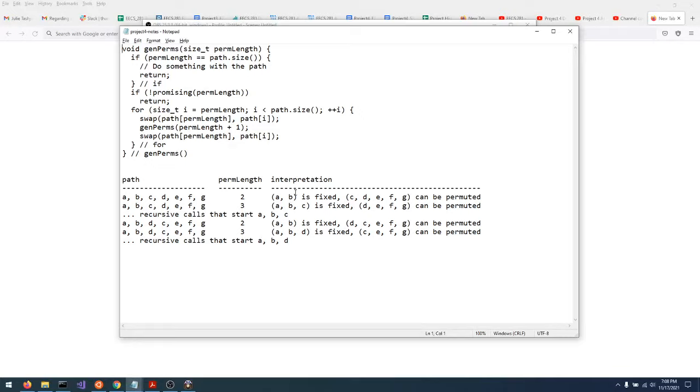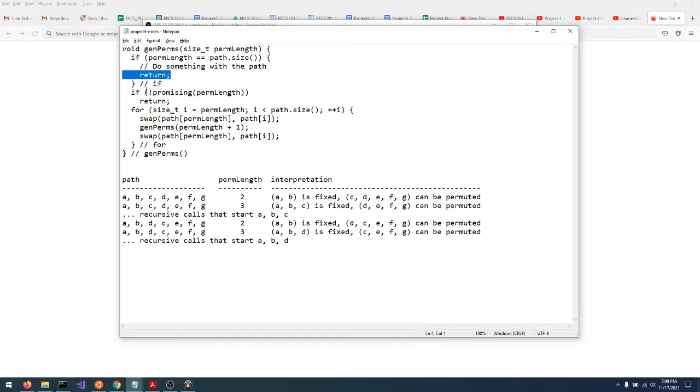Okay, here we go. So in genperms, this is the base version of it, the simple version. Here's the base case. If perm length is equal to path.size, that means we've reached a leaf node. Everything has been fixed. Nothing can be reordered. We're in the base case. What we do here is get the total path length, see if it's better than the best so far. If it is, update the best so far, and return. We've got to return. We're a base case.